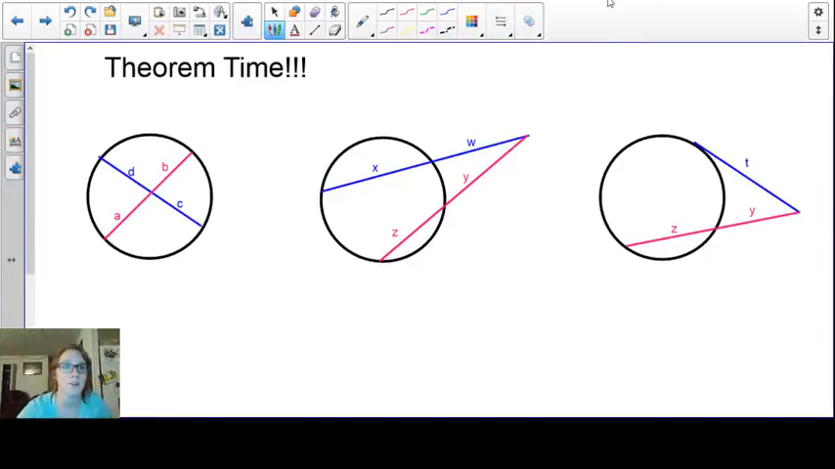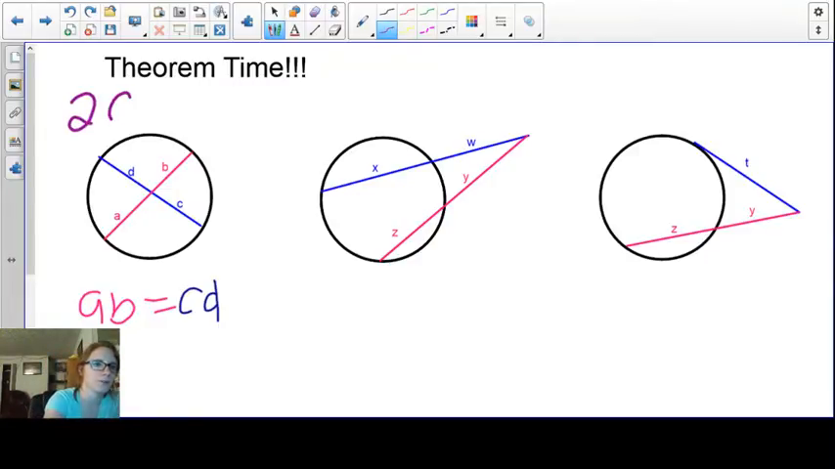So this first one, I have 2 chords that hit each other in some shape in my circle, and I'm given their specific lengths. So that is going to be A times B, or AB, will be equal to C times D. So they just get multiplied together. So that's 2 chords.